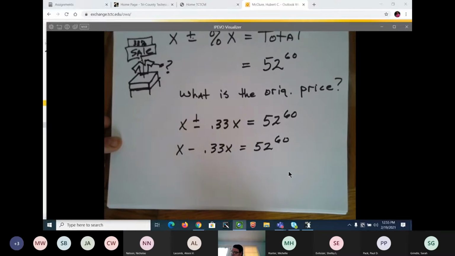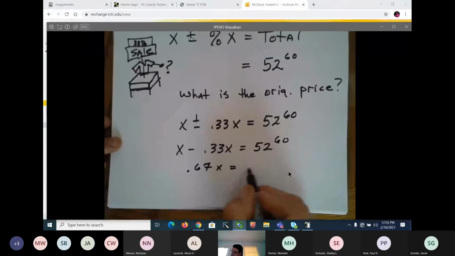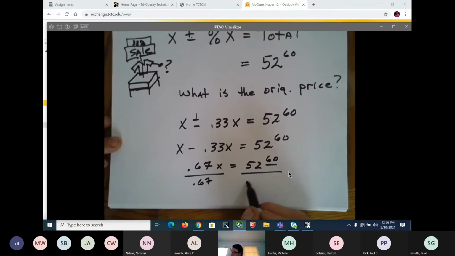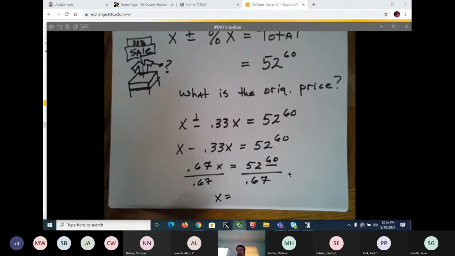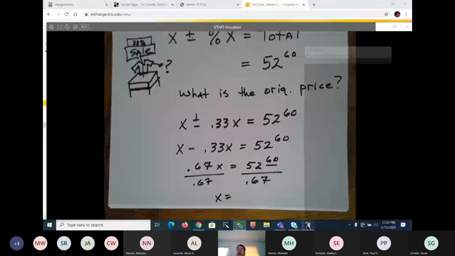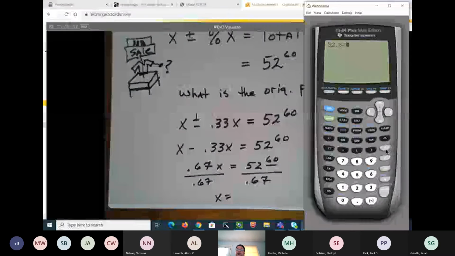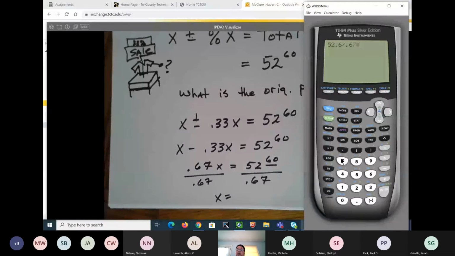And I'm going to change that to 0.67x is equal to 5260, and I'm going to divide by 0.67 and take my handy dandy calculator, and I'm going to do 52.6 divided by 0.67, and the original price of this shirt is $78.51.